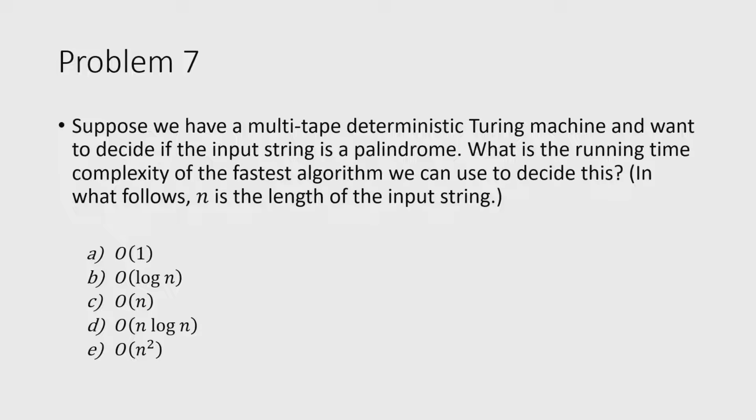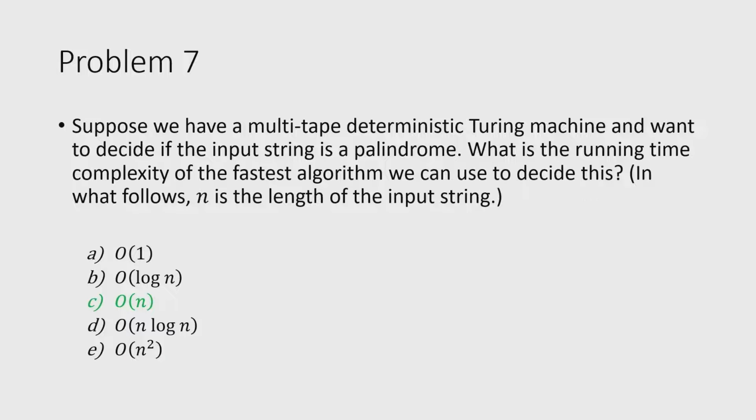So suppose we want to decide whether an input string is a palindrome or not using a multi-tape deterministic Turing machine. The question is, what is the running complexity of the fastest algorithm that we can use to decide this? In what follows, n is the length of the input string. The options are O(1), O(log n), O(n), O(n log n), and O(n squared). The answer to this is O(n).